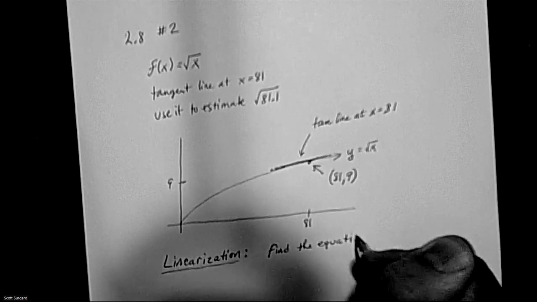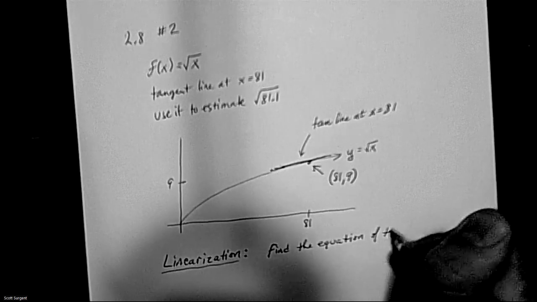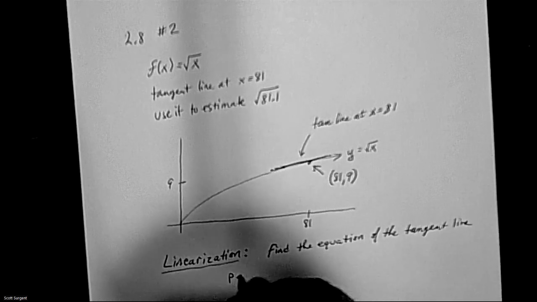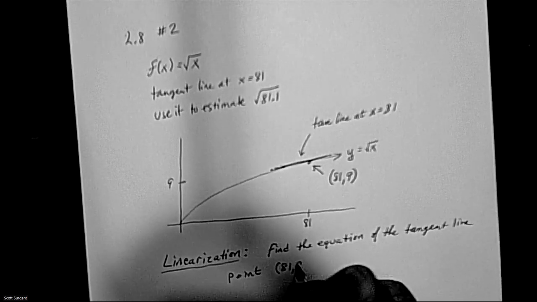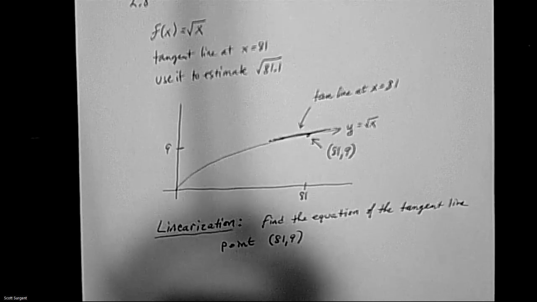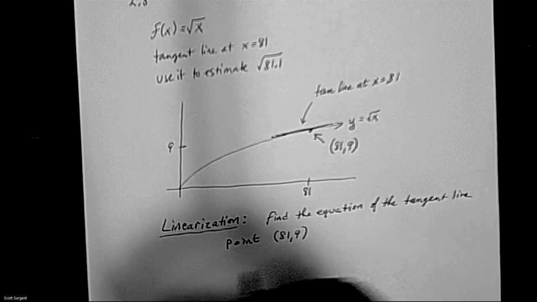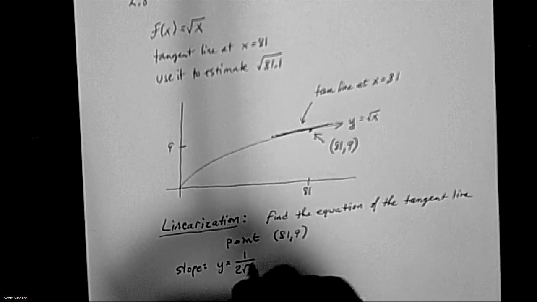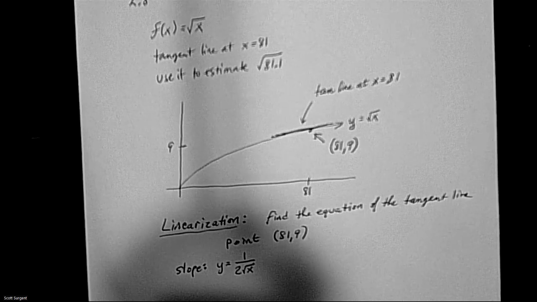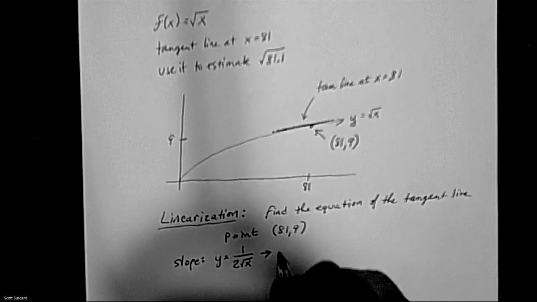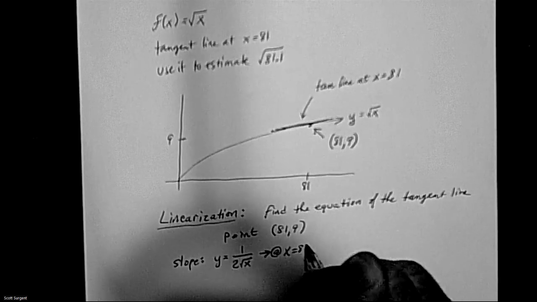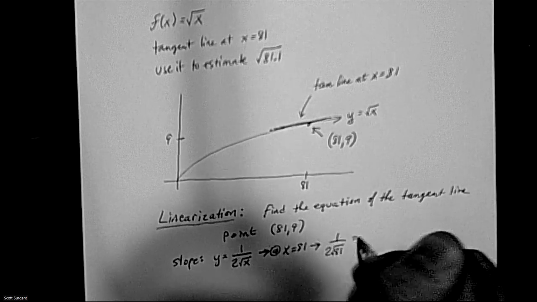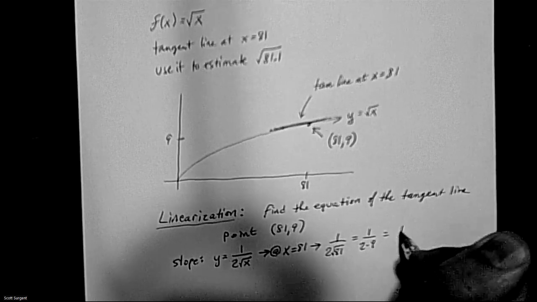It's basically find the equation of the tangent line. So that's the y equals mx plus b. I know that the point is 81 and 9, and we choose 81 and 9 because it's a convenient point. The slope I have to find by using the derivative, so I have to take a quick derivative. The derivative of the square root function is 1 over 2 square root x. When I plug in 81, I get 1 over 2 rad 81, which is 1 over 2 times 9, which is 1 over 18.